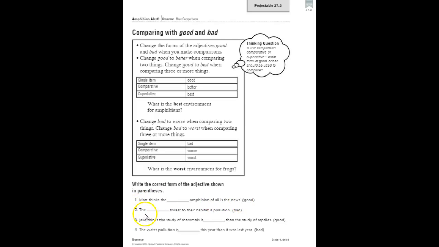Number 2, the bad threat to their habitat is pollution. Okay, is this comparative or superlative? Right, there's many threats, so we're talking about more than 3. So we need to change this to worst because we're using the superlative. The worst threat to their habitat is pollution. Pause the video, do 3 and 4, and come back when you're done.